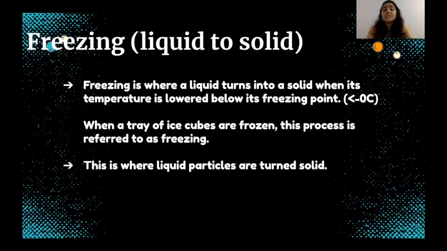However, if we want to change liquid particles into solid particles, this process is called freezing. And this is where liquid turns into solid when its temperature is lowered below freezing point, which is below 0 degrees Celsius. For example, when a tray of ice cubes is frozen, this process is referred to as freezing. This is when liquid particles are turned solid.